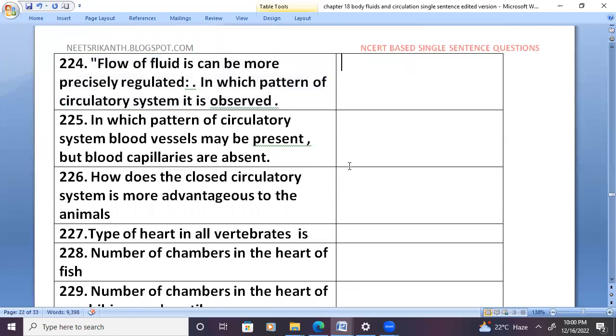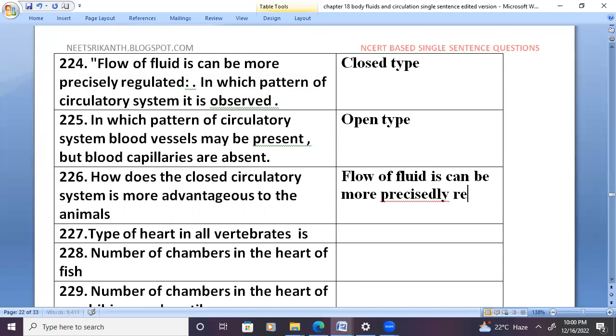The flow of fluids can be more precisely regulated. In which pattern of circulatory system is this observed? In the closed circulatory system. In which pattern may blood vessels be present but blood capillaries absent? Open type. How is the closed circulatory system more advantageous to animals? The flow of fluid can be more precisely regulated.